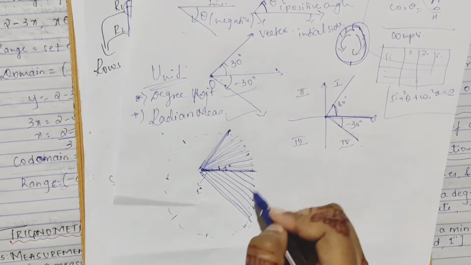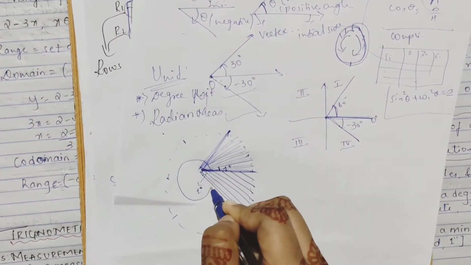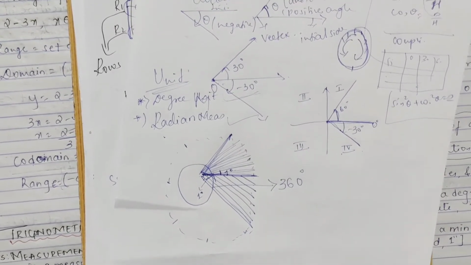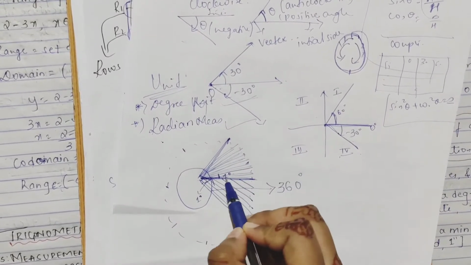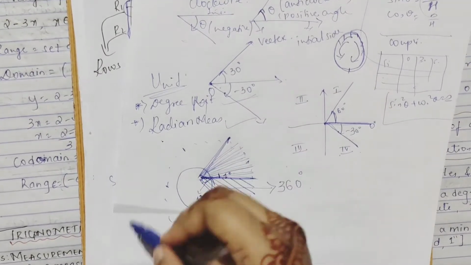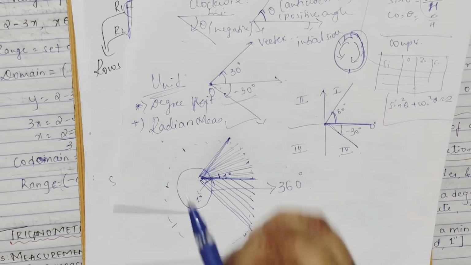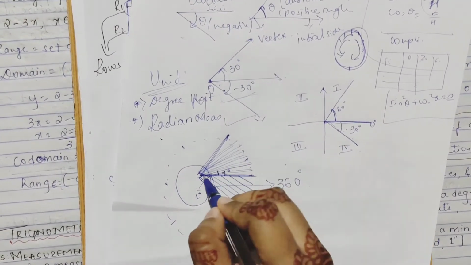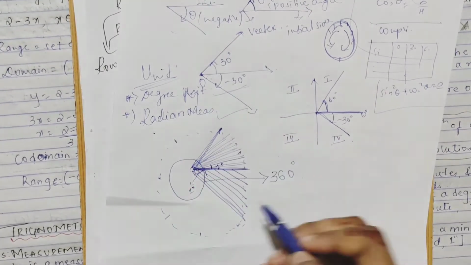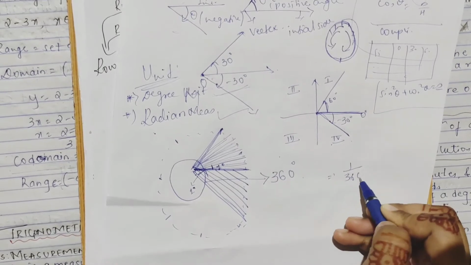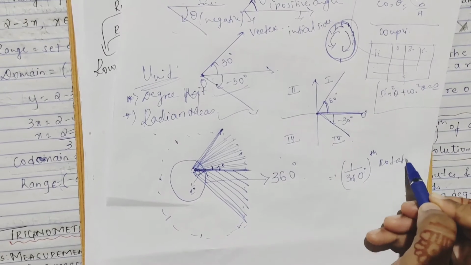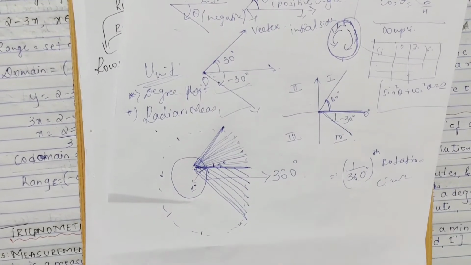And this whole one rotation, this whole circle, makes how many degrees? 360 degrees. So your 1 degree will be equal to what? 1/360th of the revolution, of the rotation of this circle. So 1 degree is 1/360th of a rotation of a circle. That is called a degree.